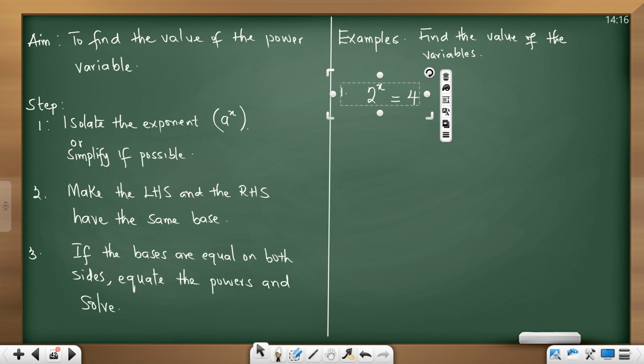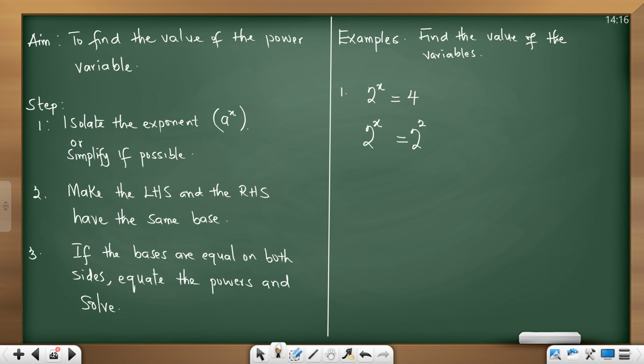All right, let's follow the rules. Step 1, isolate the exponent. What I mean is let the exponent be on one side and the other number on one side. So for this one, rule number 1 is already done. Okay, rule number 2, make the left-hand side and the right-hand side have the same base. Okay, what's the base on the left-hand side? It's a 2. Can I write 4 as a base of 2? Yes. What is 4? 2 to the power of 2. I have made the left-hand side base equal to the right-hand side base.